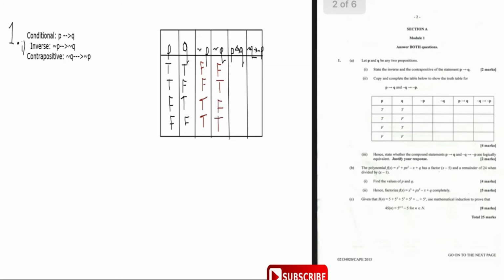Good. Now for P implies Q. P implies Q is false only when P is true and Q is false. So if P is true and Q is false, then P implies Q did not take place. So this is the only time P implies Q is false. Everywhere else it is true. And then not Q implies not P. Not Q implies not P is false whenever not Q is true but not P is false. That's right here. And so this is the only time it is false. Everywhere else it is true.